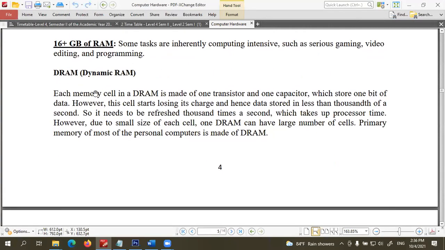This is not DDR, DDR2, DDR3. That is a technique. Here, this is a type of RAM, right? DRAM, dynamic RAM. Right? So normally, each memory cell in the DRAM is made of one transistor and one capacitor. So that means a RAM is an electronic device which can keep data.